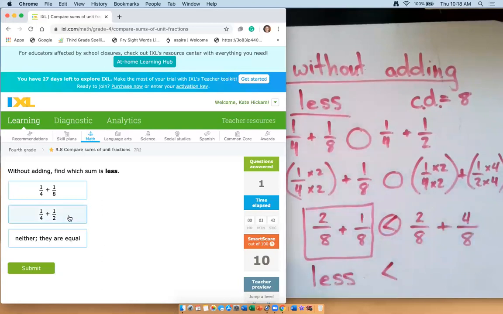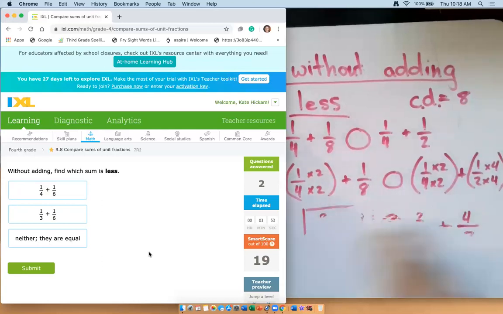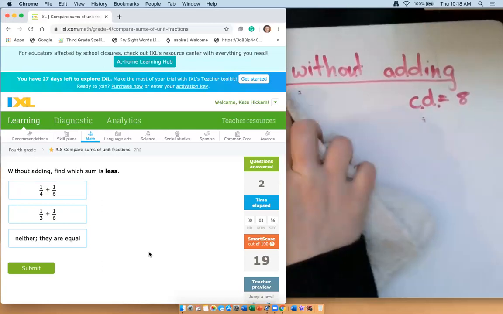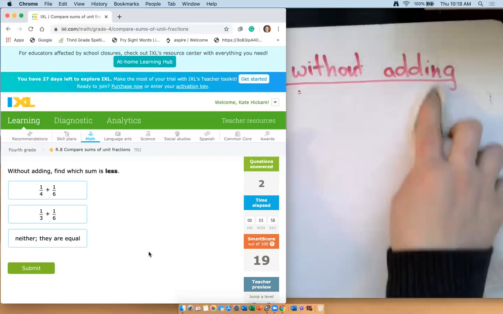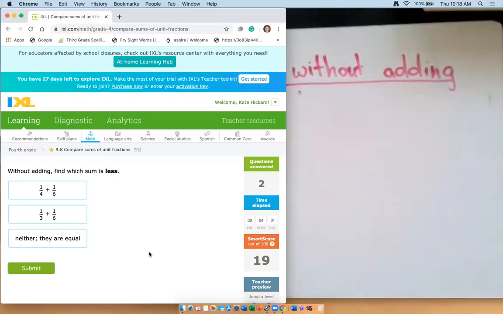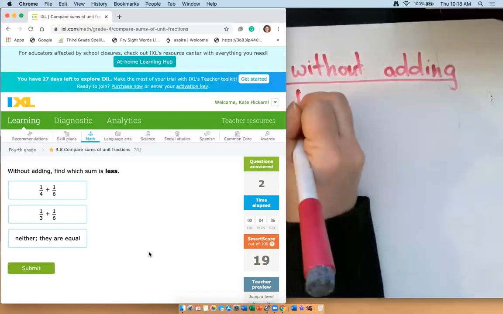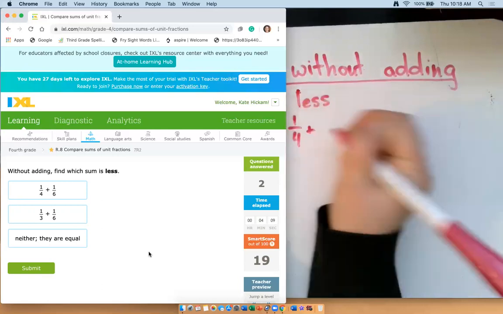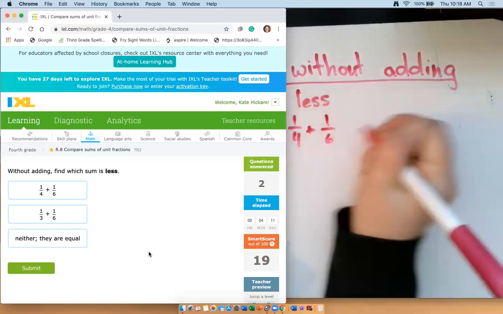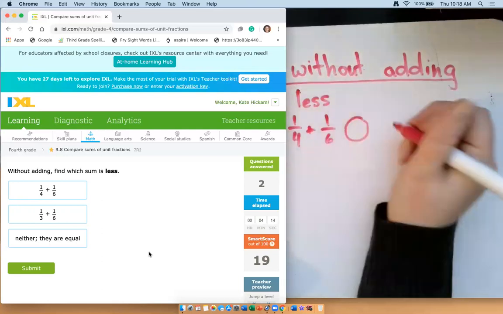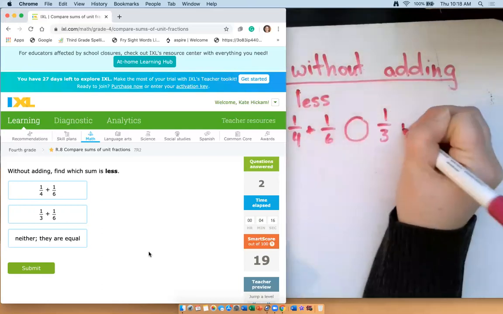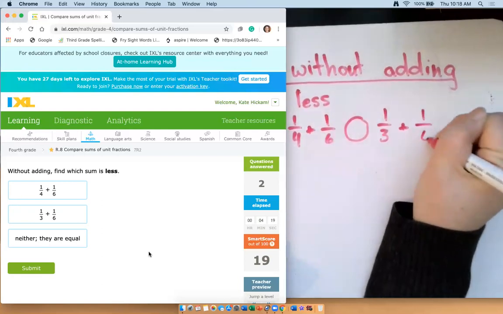So I come over to my screen. I find the one that is 1/4 plus 1/8. I click on it and I hit submit. And I'm ready for the next problem. This time I'm looking once again for one that is less. I have 1/4 plus 1/6, comparison bubble, 1/3 plus 1/6.